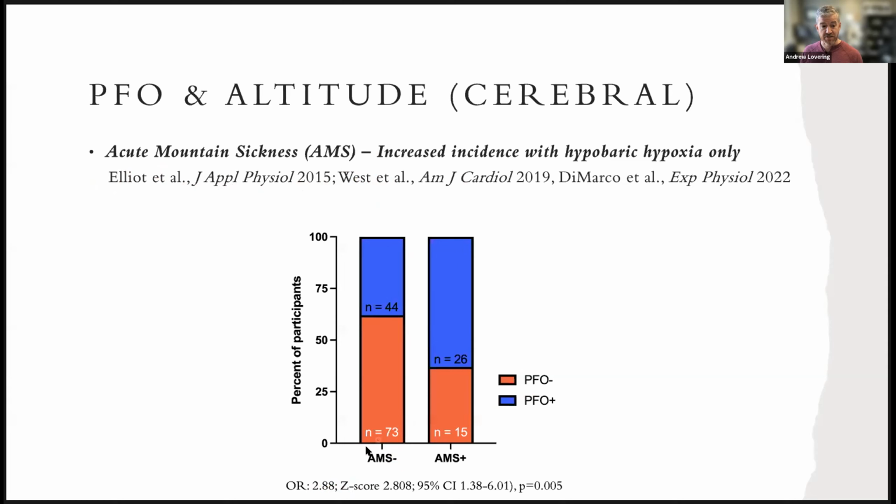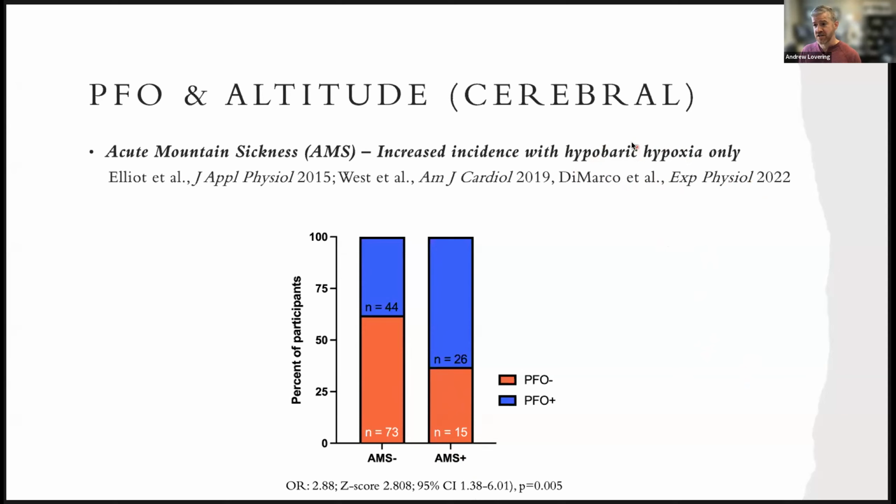So here we have our AMS negative subjects. PFO negative is in red, PFO positive is in blue, and here AMS positive subjects, PFO positive again in blue, PFO minus in red. So following up on these studies, more recently in our lab, Caitlin DeMarco, one of the grad students in my lab, took a bunch of subjects and exposed them to normobaric hypoxia for about 10 hours, 11.5% oxygen. And we didn't find the same association in PFO positive subjects. So whatever's causing this, it's hypobaric hypoxia only.